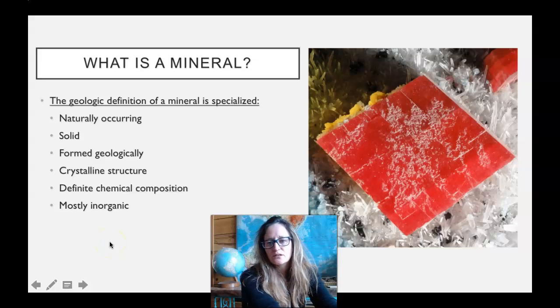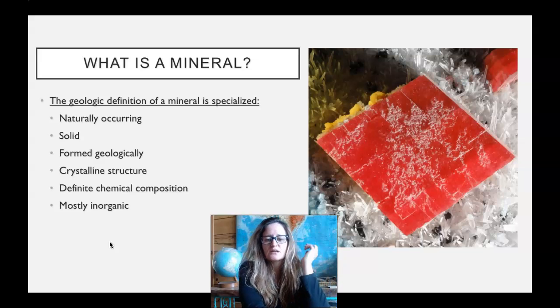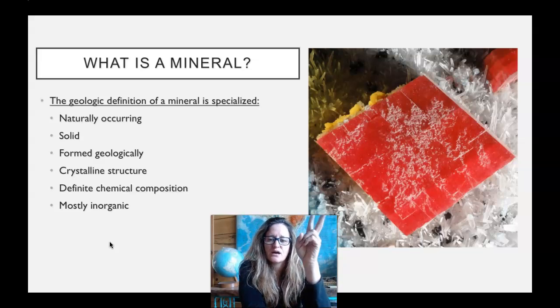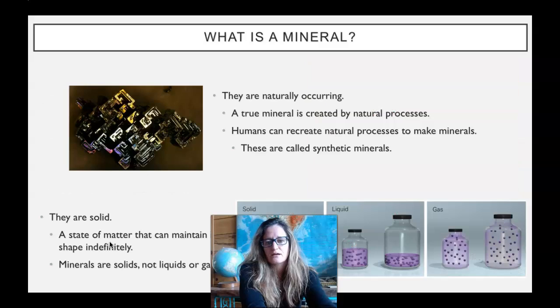In geology, the word mineral has a definite definition. It's got to be naturally occurring, it needs to be a solid, it's formed geologically, not man-made, it's crystalline in structure, it has a definite chemical composition, it can vary a little bit, but it's set, and it's mostly inorganic. So let's go through each of the parts of that definition and clarify.